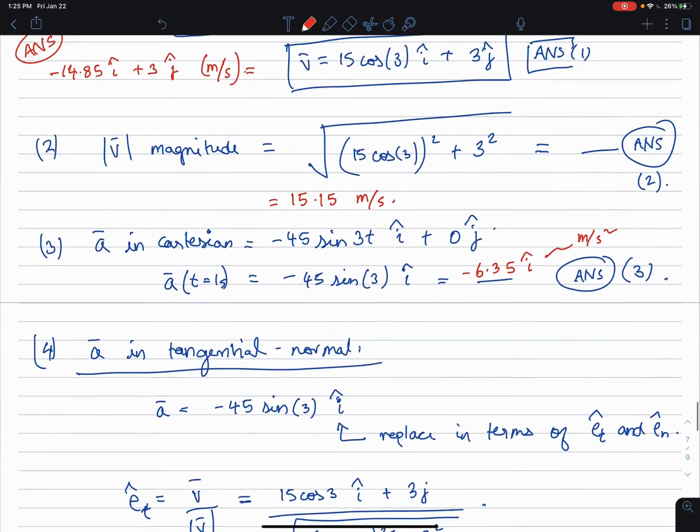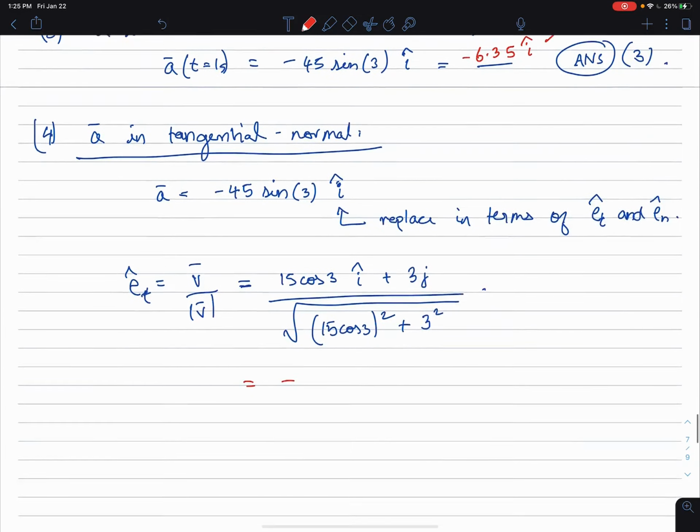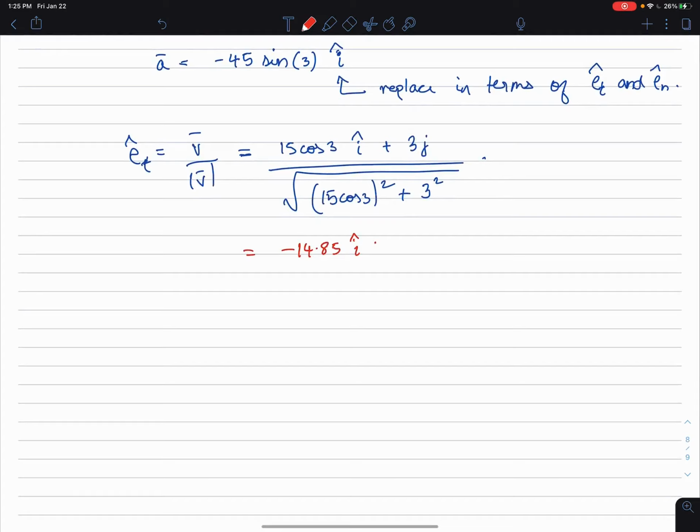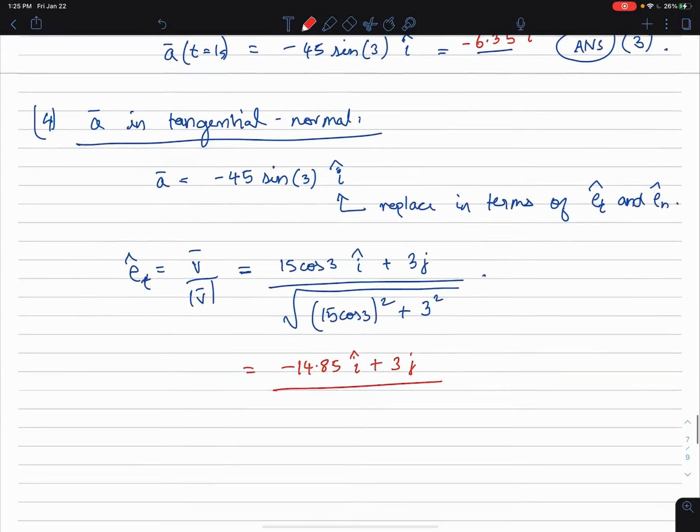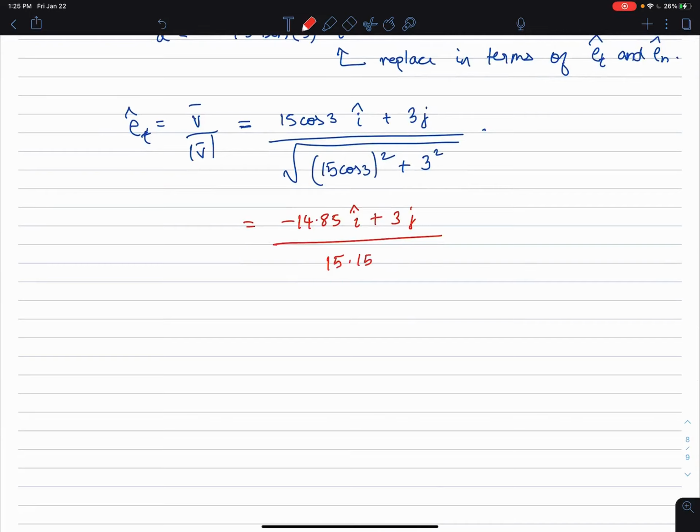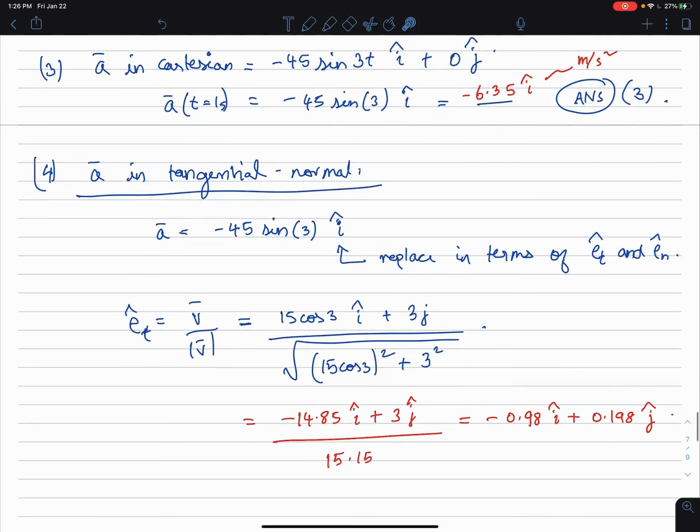So I'm going to put everything together here. So this is basically minus 14.85 I plus 3j divided by 15.15. And that's going to be equal to supposedly it's 0.98 roughly I plus 0.198 j. Okay, roughly. And this of course has no units because it's a unit vector. It has no units because it's velocity by velocity, therefore it has no units. Okay, so that's the tangential vector.